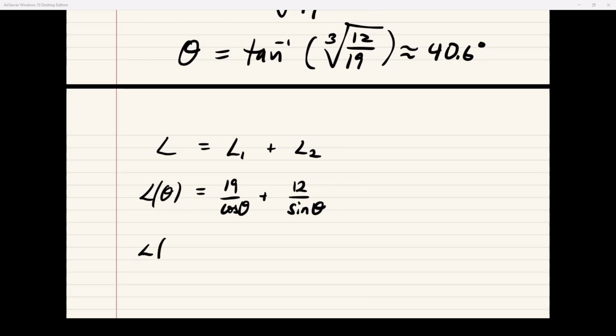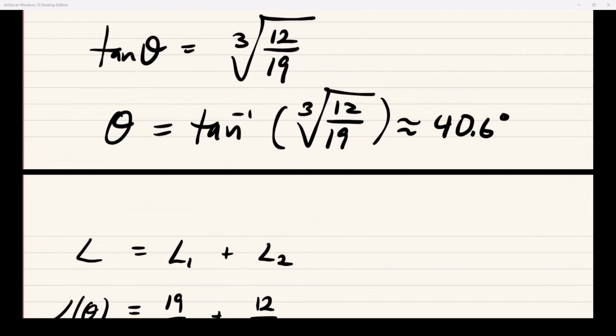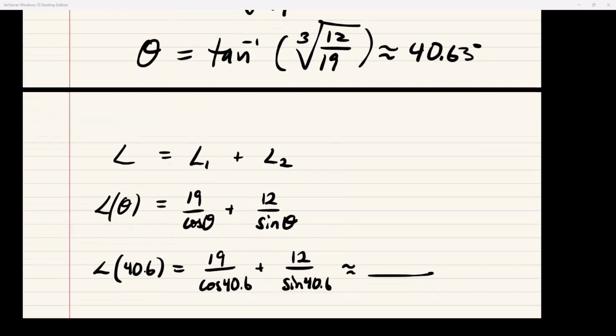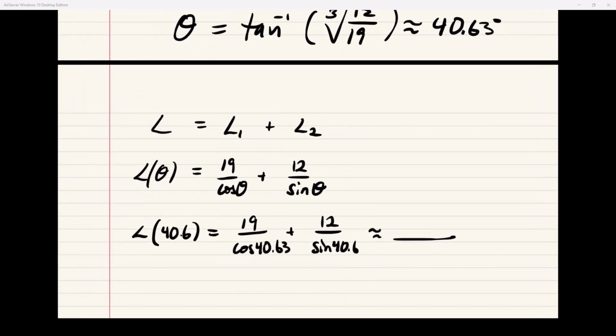So we'll just plug in that angle of 40.6 degrees. So 19 over cos 40.6, plus 12 over sine 40.6, and estimate that, again making sure that you're in the right mode. I'm using my angles here in degrees, and it's closer to 40.62 or maybe 40.63 if I was a little more accurate. So let's say 40.63, just to be a little more accurate here.